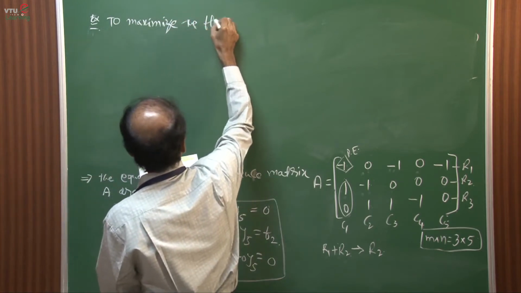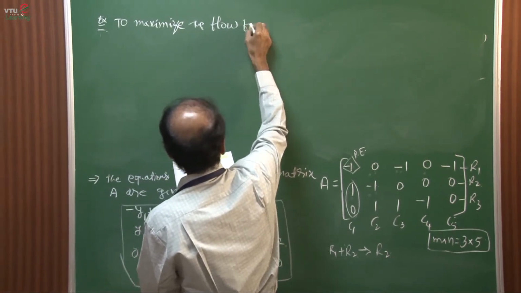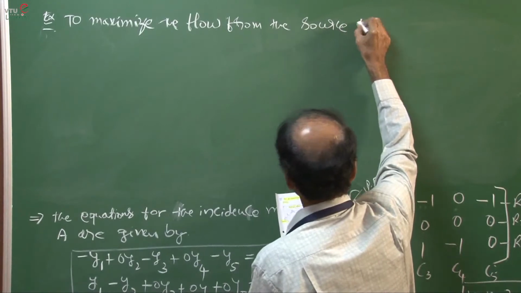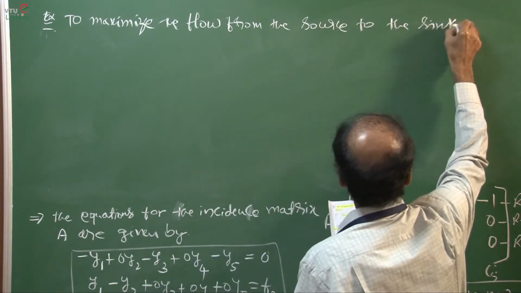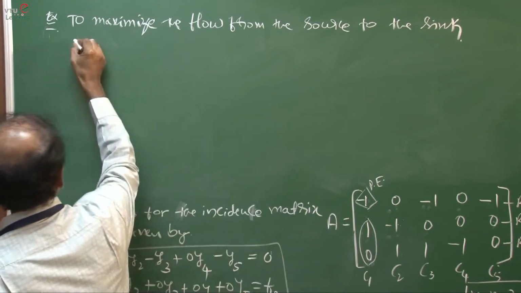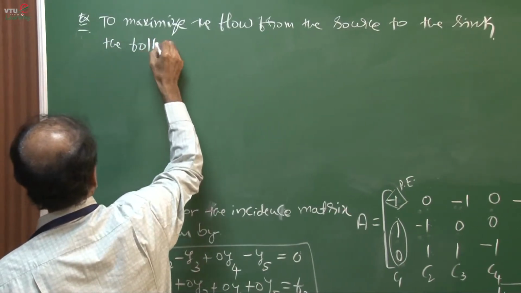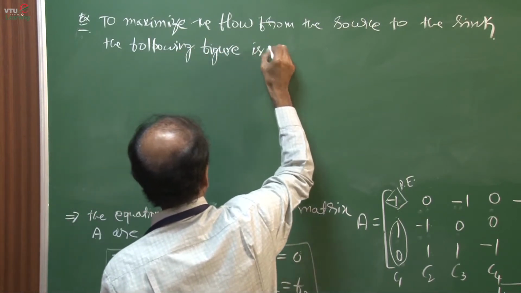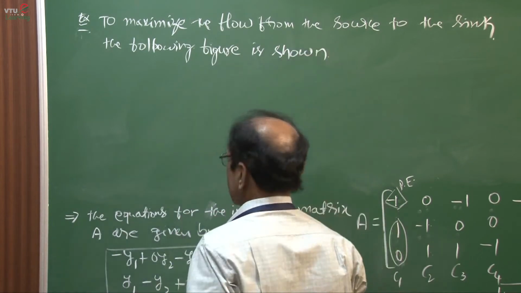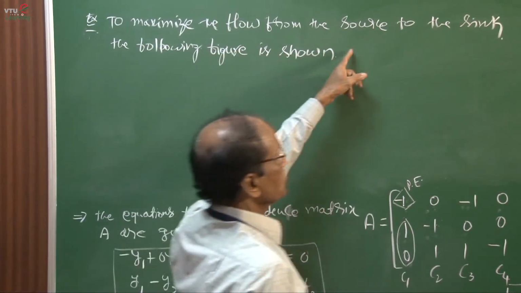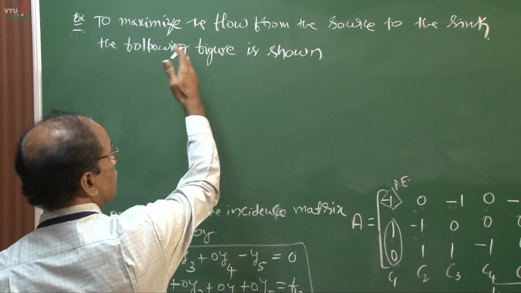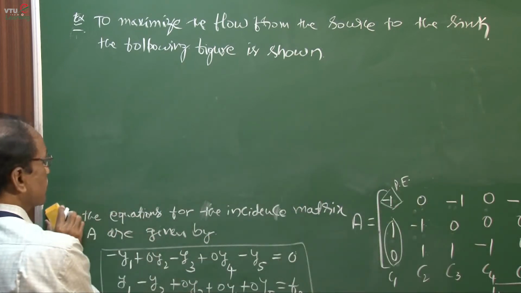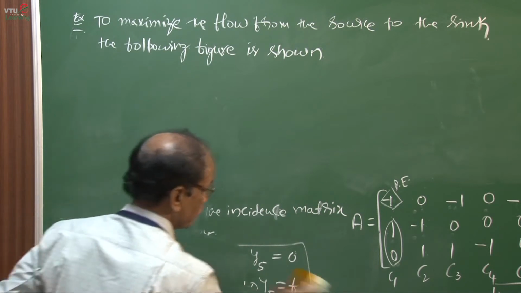the flow from the source to the sink, then the following figure is shown. That means to maximize the flow from the source to the sink. That means from the left hand we are going to take the flow, and at the right hand we have to show the sink. What is the diagram for this representation? It is given in the form of a graph.